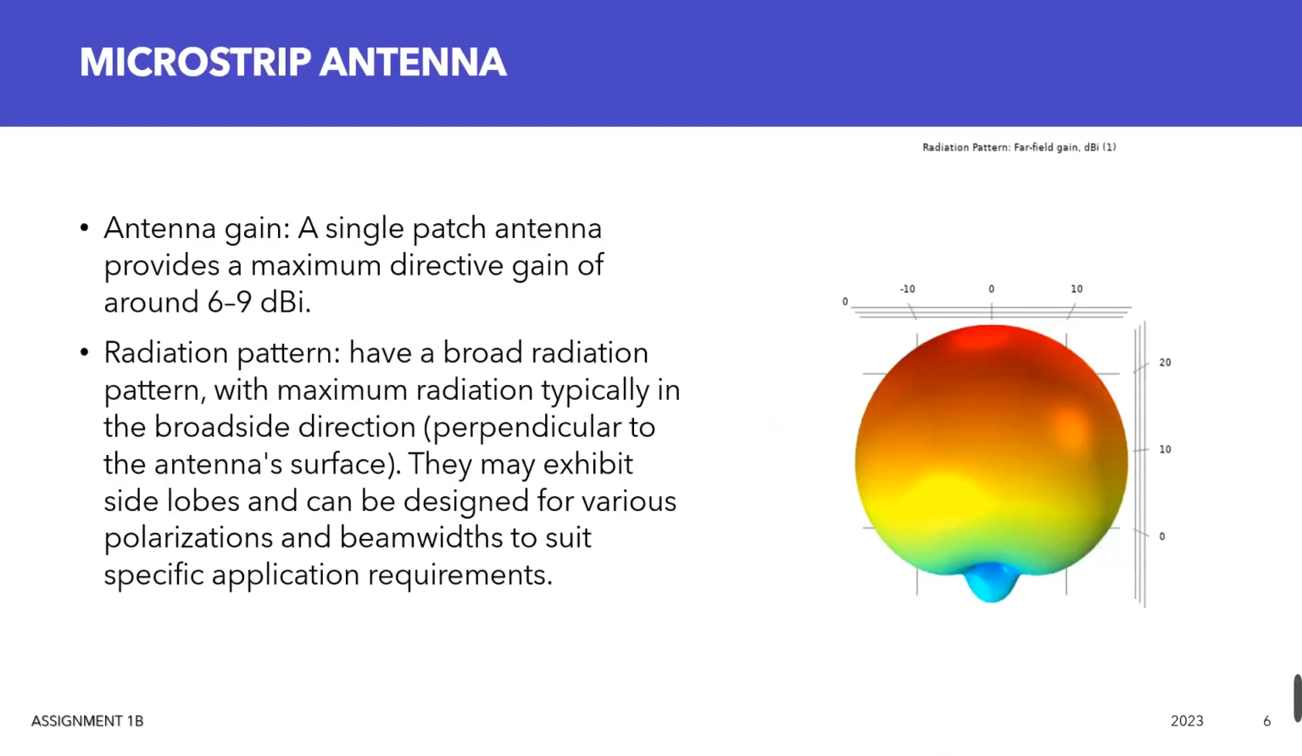Next is the microstrip antenna. The antenna gain for this microstrip antenna is that a single patch antenna provides a maximum directive gain of around 6 to 9 dBi. And for the radiation pattern, it has a broad radiation pattern with maximum radiation typically in the broadside direction. They may exhibit side lobes and can be designed for various polarizations and beamwidths to suit specific application requirements.